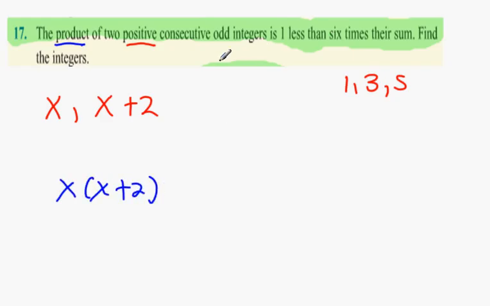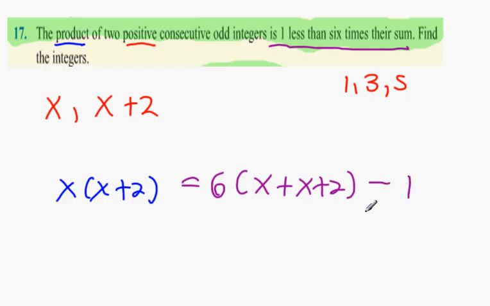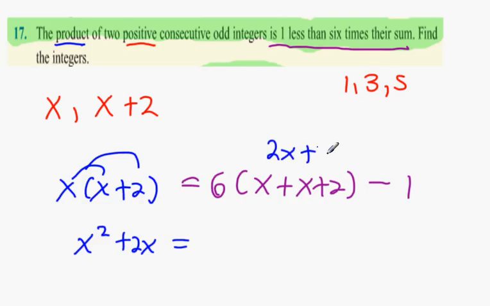Then read the next part of the question. Is 1 less than 6 times their sum. 6 times their sum is when you add them together and you multiply by 6. If you take 1 away from this, it equals the product. Now you have your equation, now it's multiplication time. Okay, x squared plus 2x equals, this here is going to be 2x plus 2, multiply it by 6, 12x plus 12, take away the 1, it becomes 11.